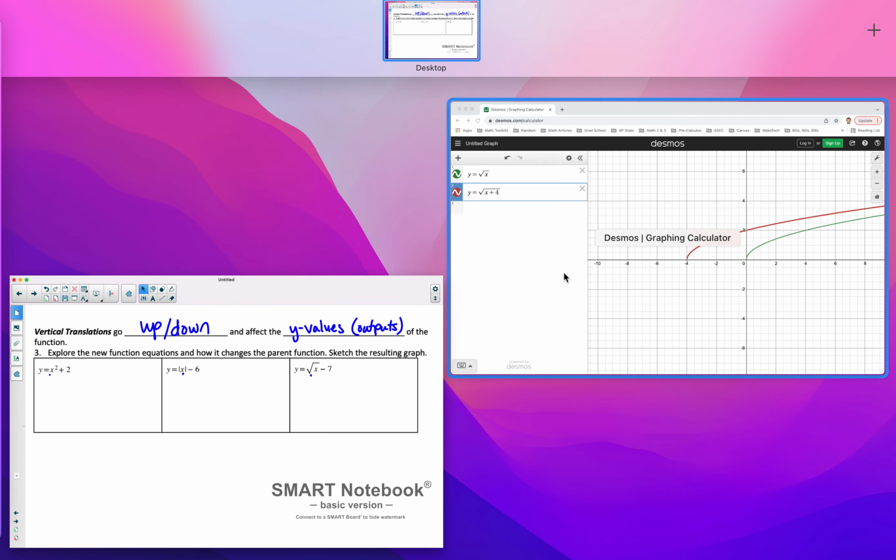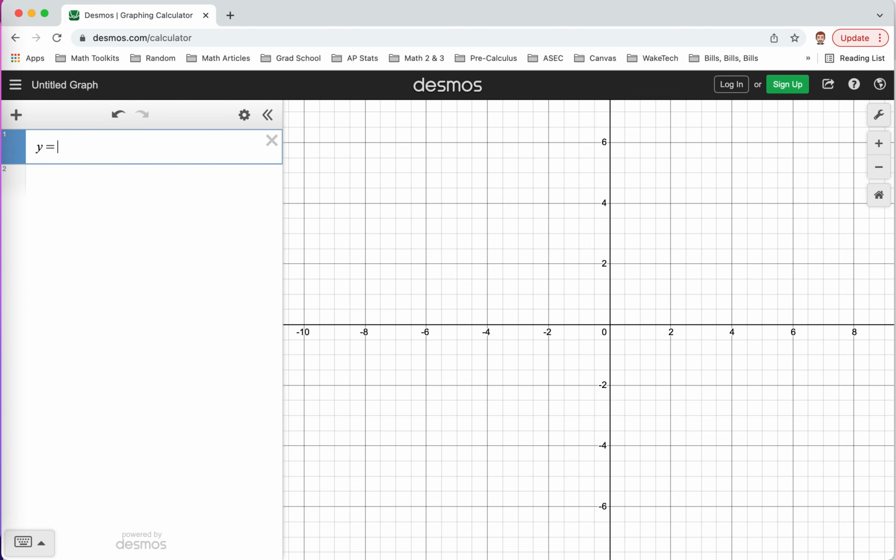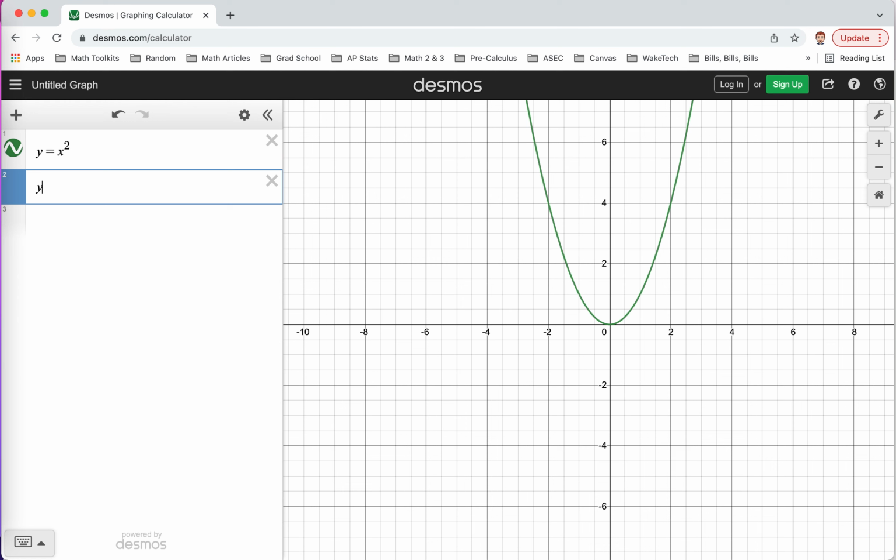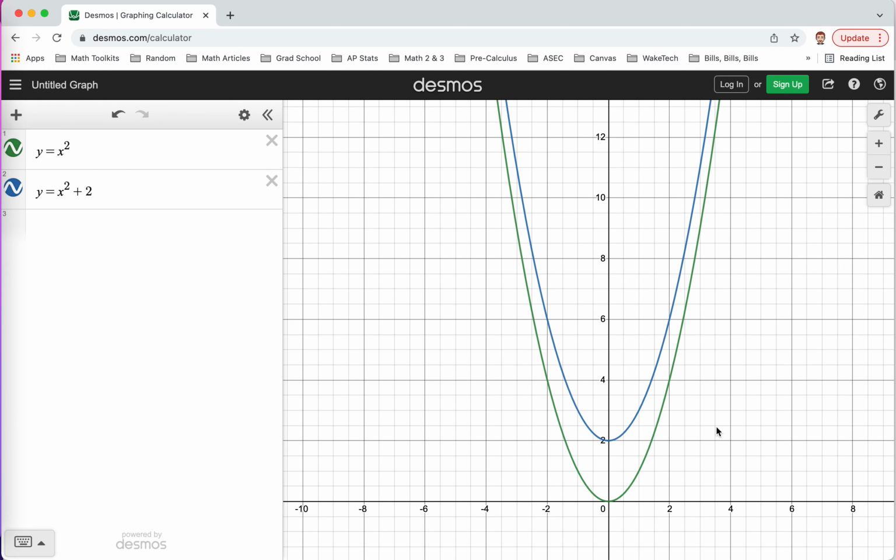So x squared plus 2. We take that x squared graph, and then I'm going to create a new one. So y equals x squared, but plus 2. Look what happened. The original moved up 2. It shifted everything up 2.